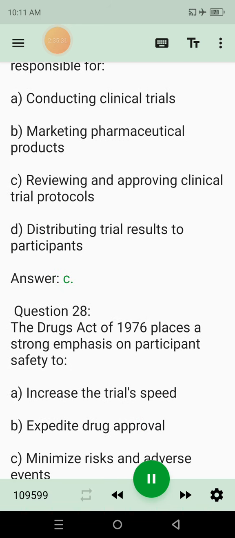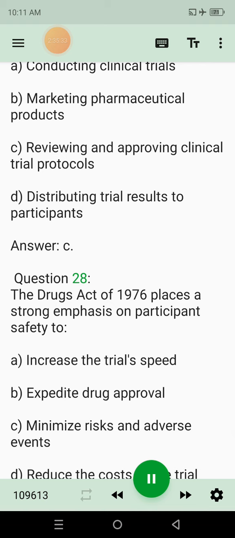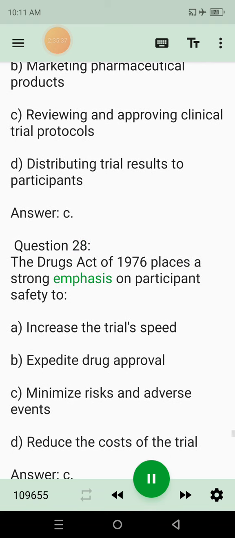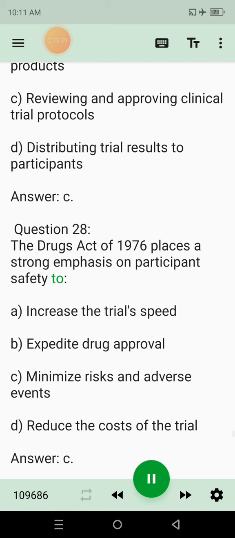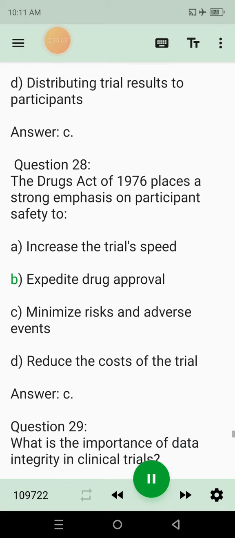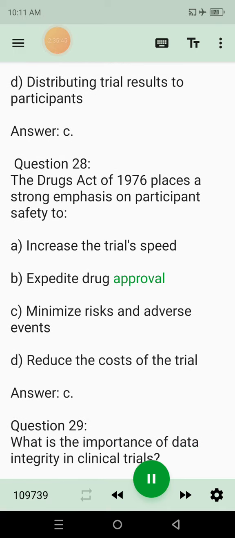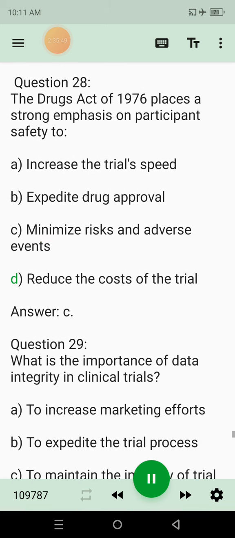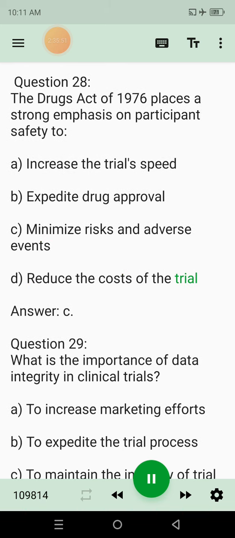Answer: C. Question 28. The Drugs Act of 1976 places a strong emphasis on participant safety to A. Increase the trial speed. B. Expedite drug approval. C. Minimize risks and adverse events. D. Reduce the costs of the trial.